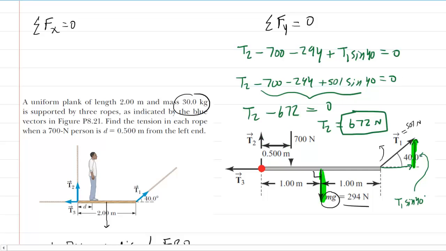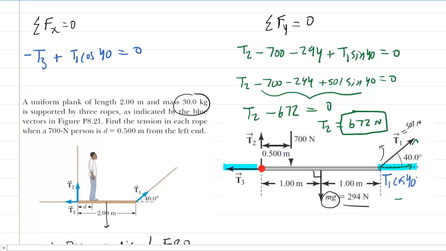Finally, let's go over to the x direction and just look at those forces. So we'll highlight them. We've got T3 acting in the x direction, and then the only other force acting in the x direction is the x component of T1. Notice that that is adjacent to the 40-degree angle, so that's going to be T1 cosine of 40 degrees. It's also pointing to the right, so it's positive. T3 points to the left, so it's negative. You'll have negative T3 plus T1 cosine 40 equals 0.